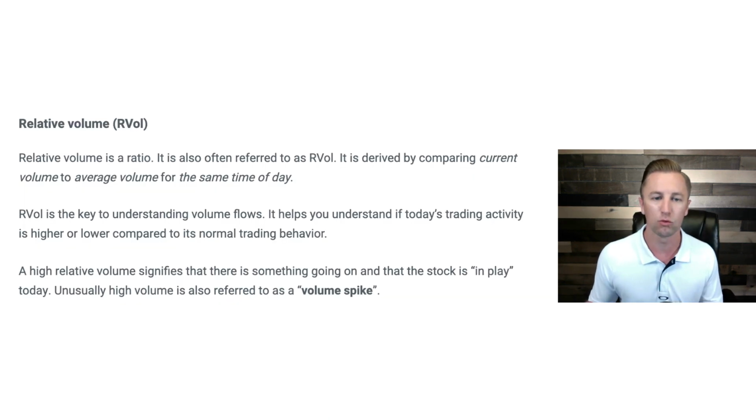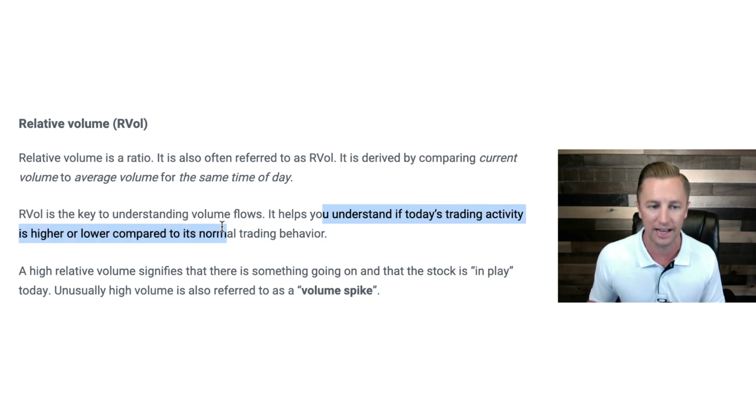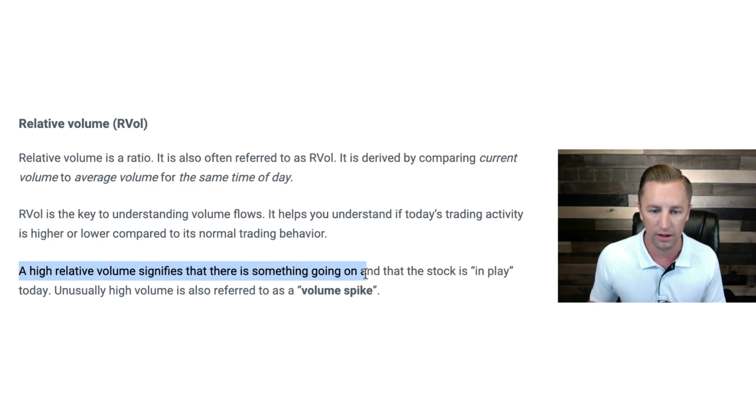Relative volume is a ratio. It is also referred to as RVol. In Finviz, they use a ratio between the current volume and a 3-month average. RVol is the key to understanding volume flows. It helps you understand if today's trading activity is higher or lower compared to normal trading behavior. A high relative volume signifies that there is something going on. Unusually high volume is also referred to as a volume spike.